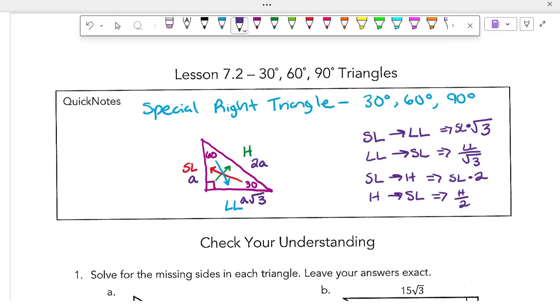Now, there is no connection, so I would make a note of this. There is no direct connection from hypotenuse to long leg. All right. If you're given the hypotenuse and they want the long leg, you have to find the short leg first, and vice versa. So if they want long leg to hypotenuse, you got to find the short leg first. All right. So the short leg is the middleman.